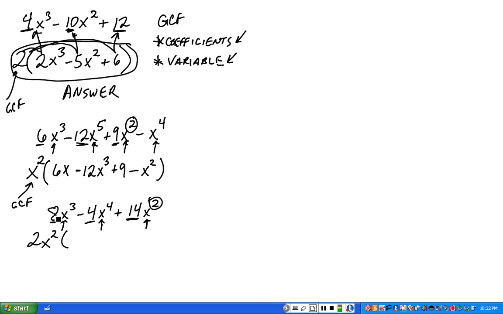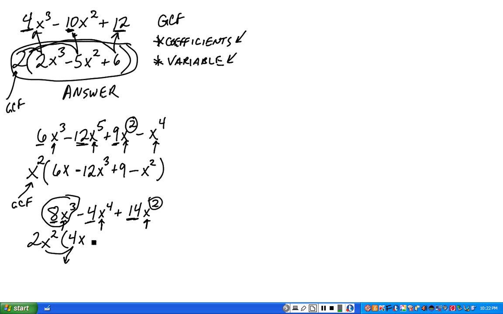So now if I say 8 divided by 2, that's going to leave me a 4. X to the third, x squared, 3 minus 2 means I have x to the 1. Okay, so basically if I said this GCF times what I wrote first, it would give me this right here.